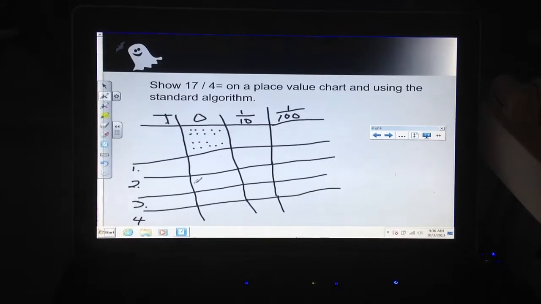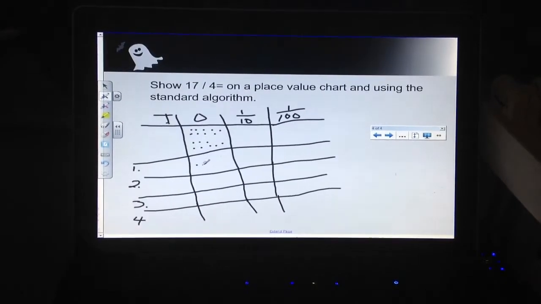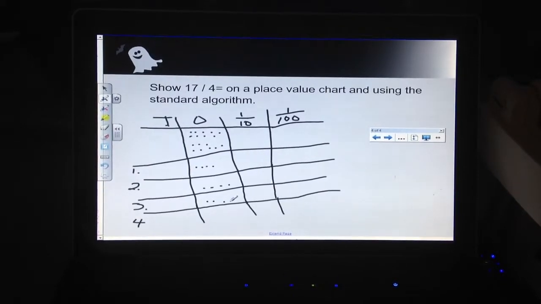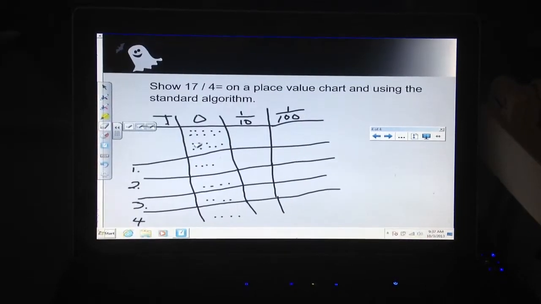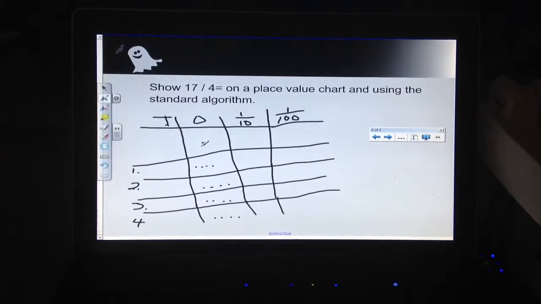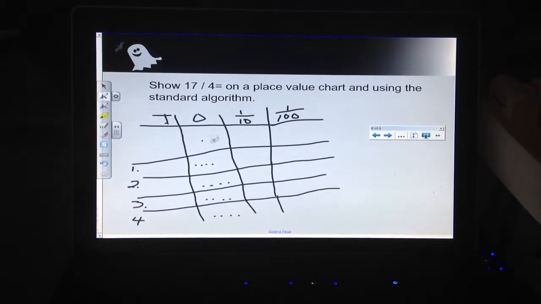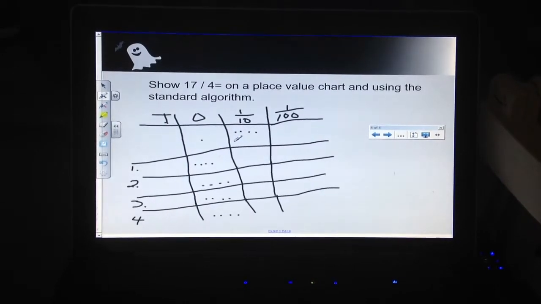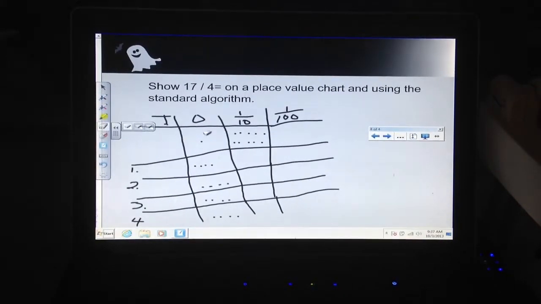I have 17 ones, which if I try to split them 4 ways, I can put 4 in each column, and again, think about my multiplication facts. 4 times 4 will give me 16. Well, I had 17, so that leaves 1 left over. So I have my 16 here, and then 1 left over. Because I can't split that 1 4 ways, I'll push it over into the tenths column, and that gives me 10. I'll erase it from here.